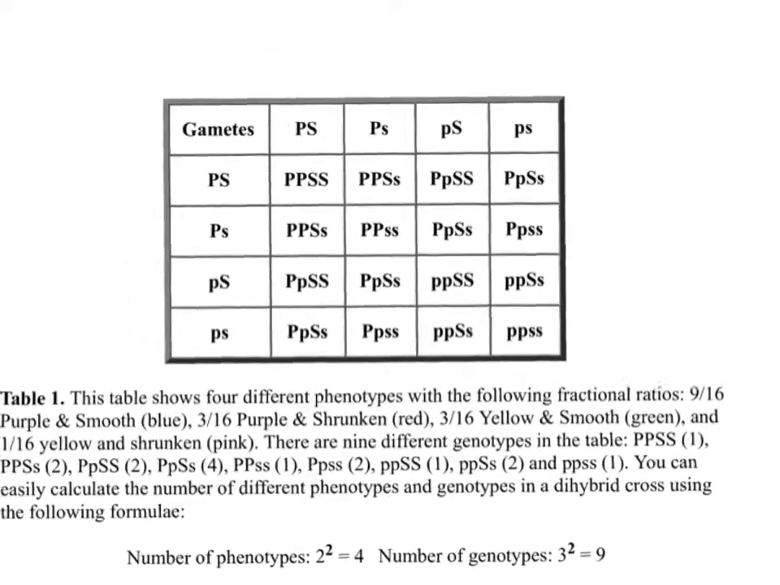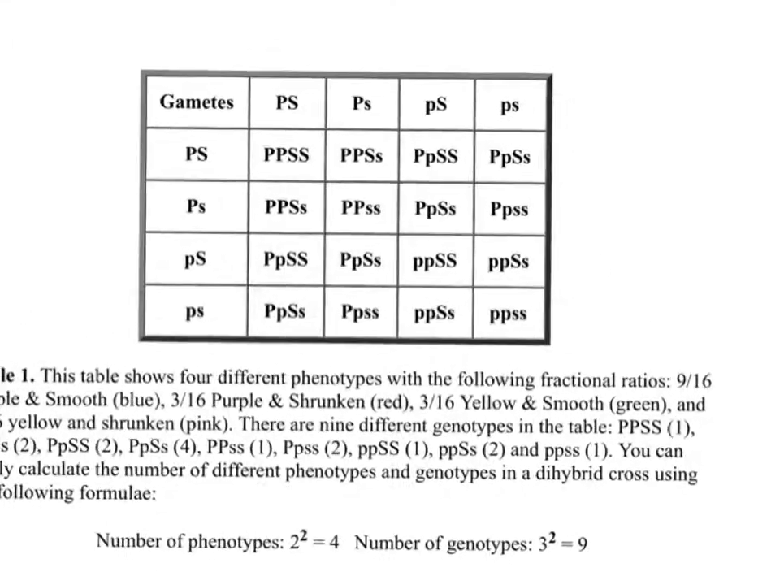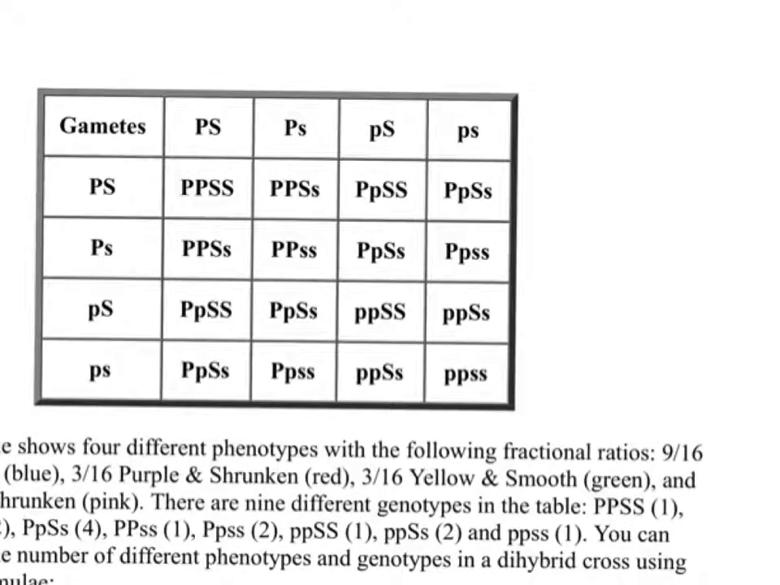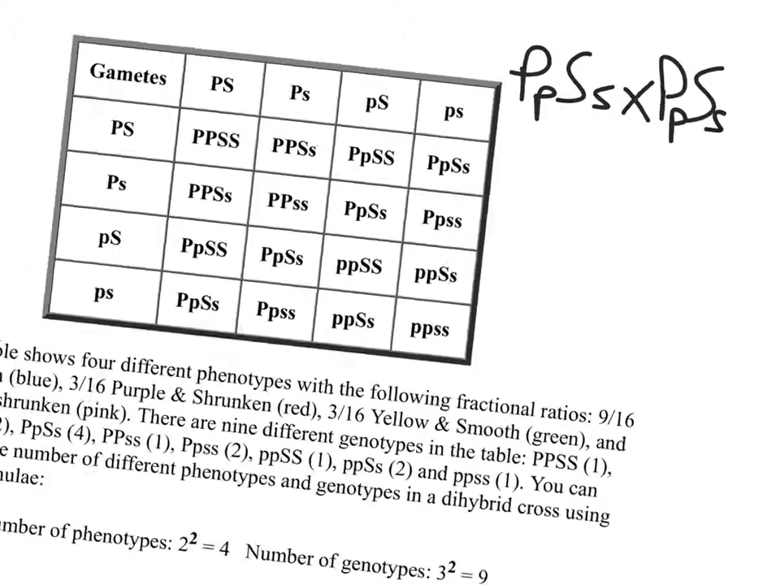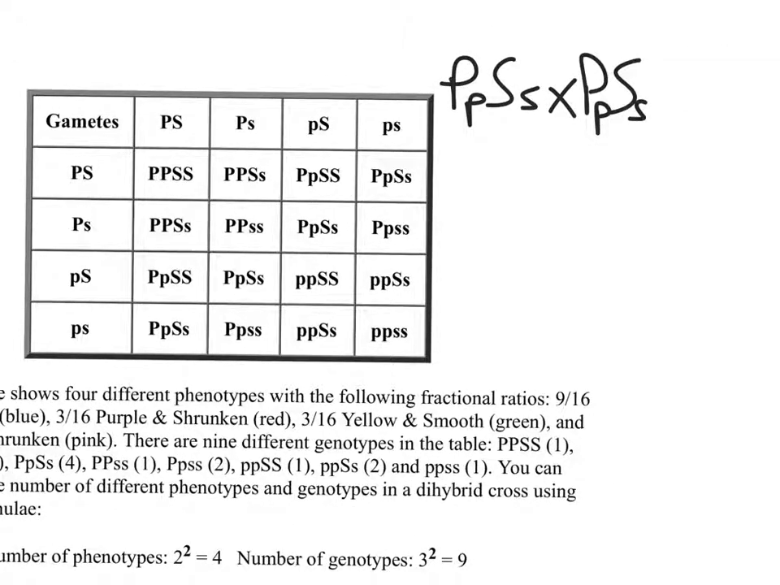When we do that cross, this is the ratio we would expect, right? So let me ask you to do this, because you need to be able to do this by Wednesday. Taking two heterozygotes, which would be big P, big S, little s, crossed with big P, big S, little s, given those two parents, can you come up with these embryos, or these gametes? Do it right now on paper.